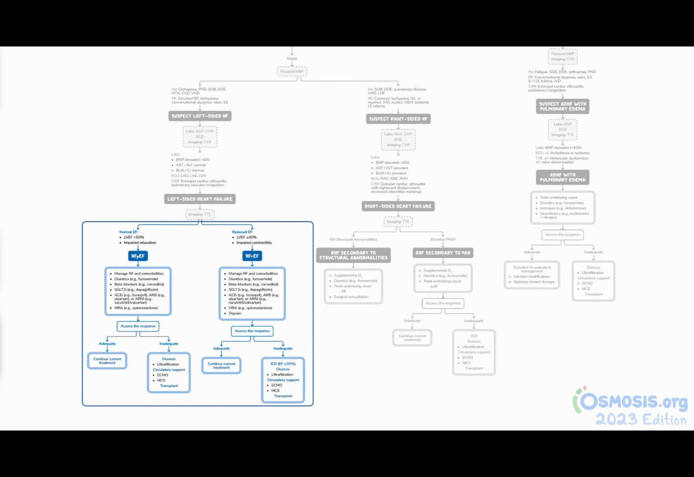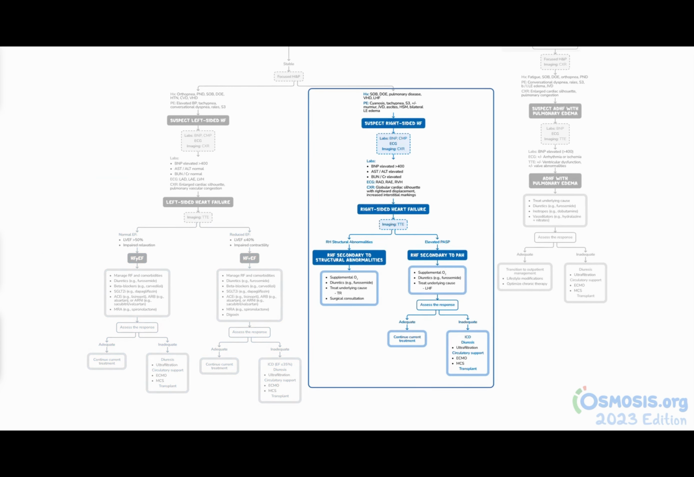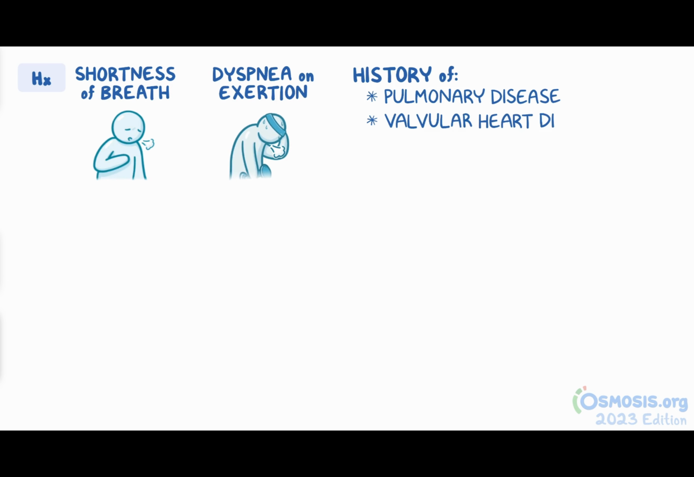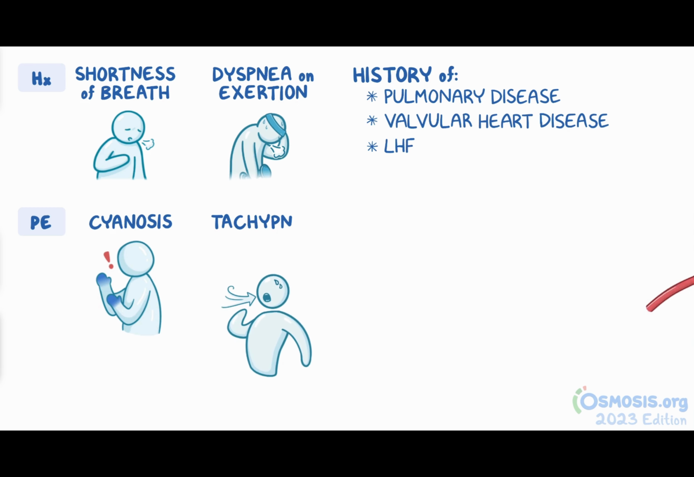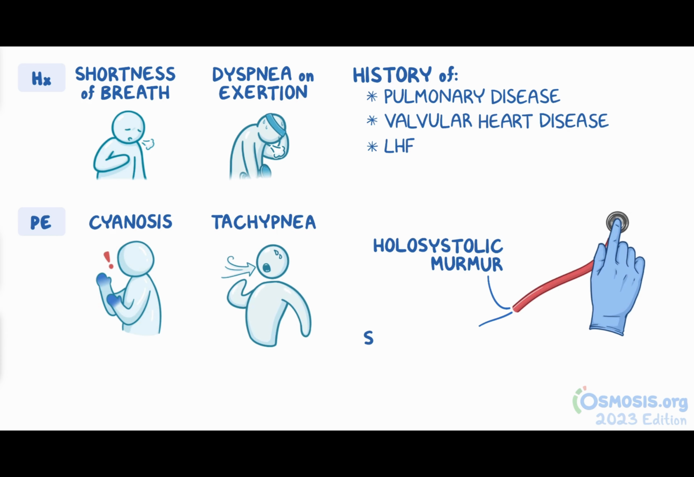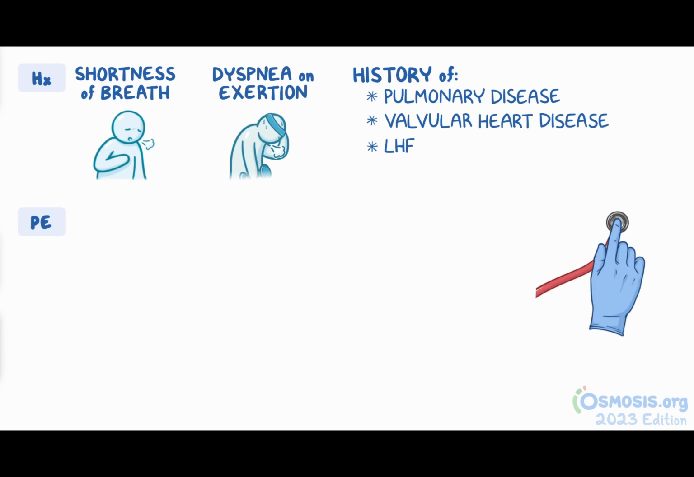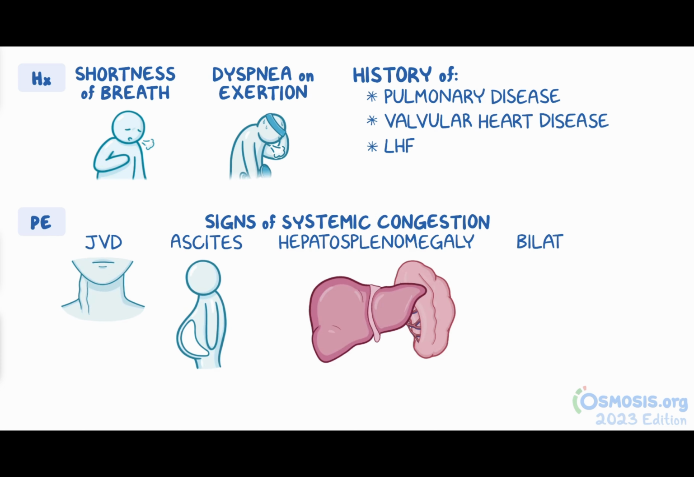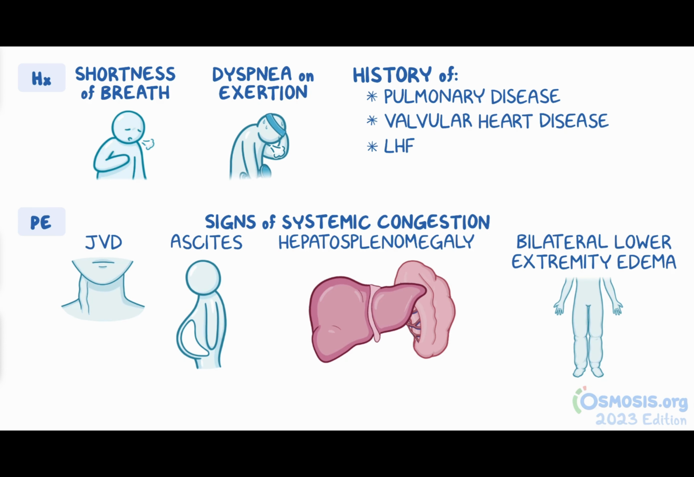Now that we're done with left-sided heart failure, let's discuss right heart failure, or RHF. These individuals might report shortness of breath, dyspnea on exertion, and a possible history of pulmonary disease, valvular heart disease, or LHF. Physical exam typically reveals cyanosis, tachypnea, holosystolic murmur, and an S3 heart sound. Additionally, the exam can show signs of systemic congestion such as JVD, ascites, hepatosplenomegaly, and bilateral lower extremity edema. If you see this, you should suspect RHF.